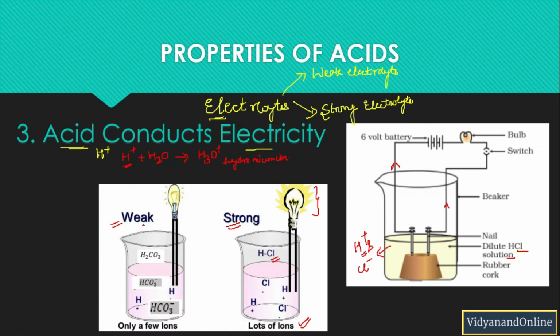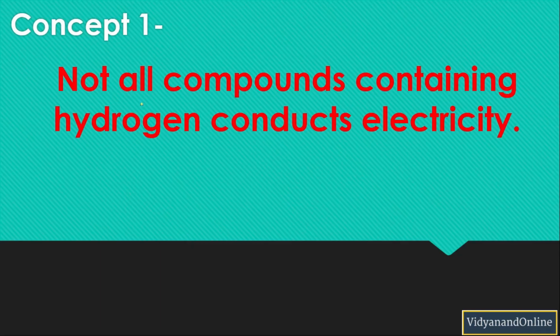If I talk about the weak acid, which is carbonic acid, it is also dissociated into its respective ions, which are hydrogen carbonate ion and H plus ion. Now, since it is a weak acid, it will produce only a few ions, and that is why the bulb will not glow so brightly. Okay, so we can say that a weak electrolyte is made up of weak acid, whereas a strong electrolyte is made up of strong acids. Now, with the same property which we have studied, we have a concept here.